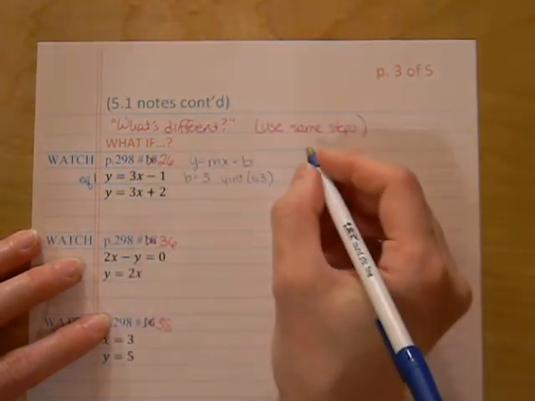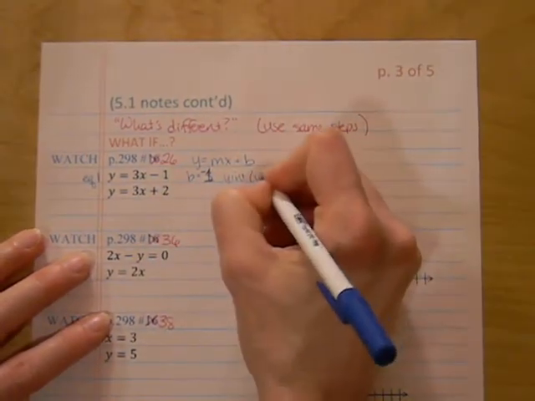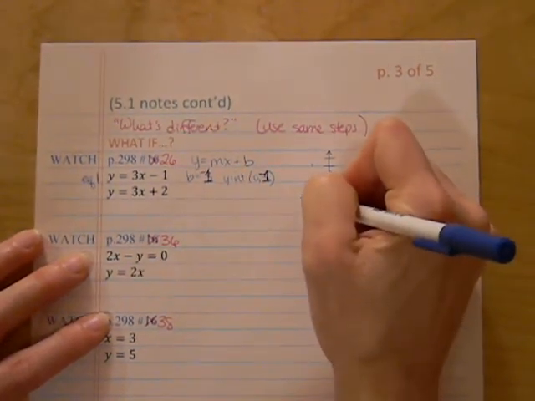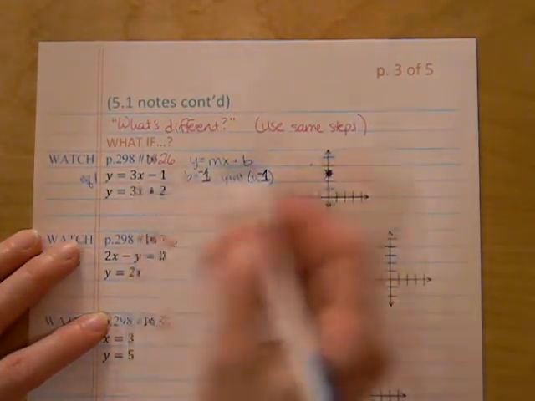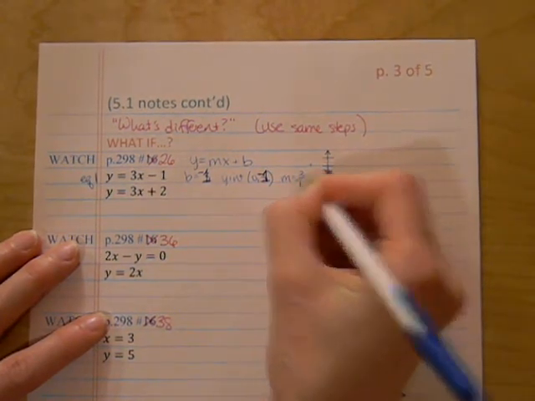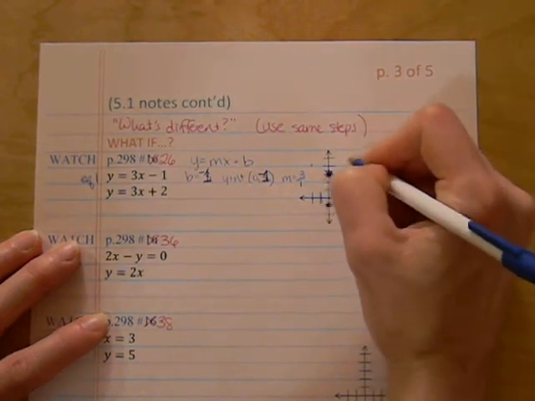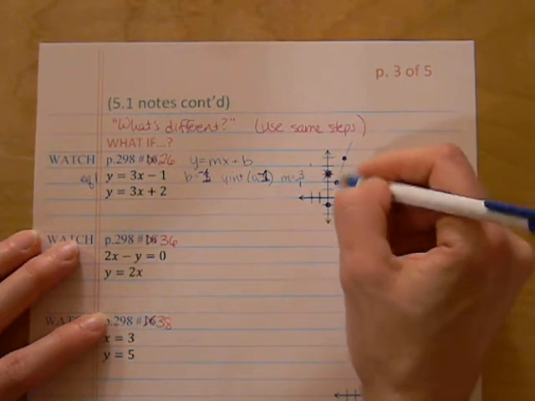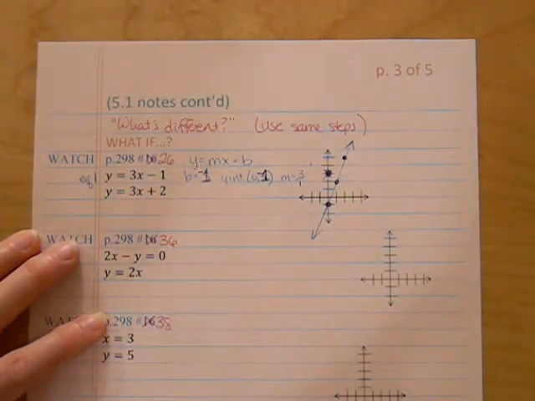And then we have our slope of 3, or 3 over 1, which means we move up 3 to the right 1. Continue that slope pattern as many times as you need to, up 3 to the right 1, until you can get your graph confidently.